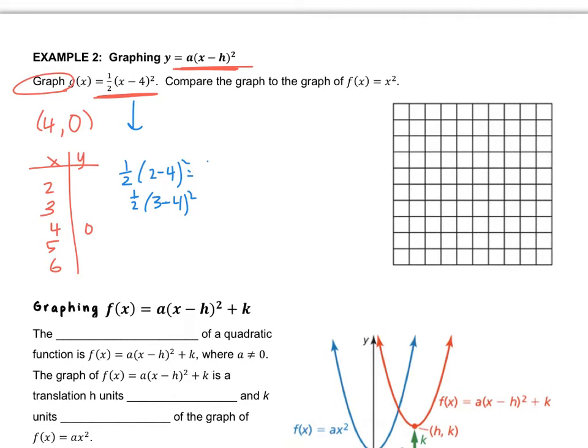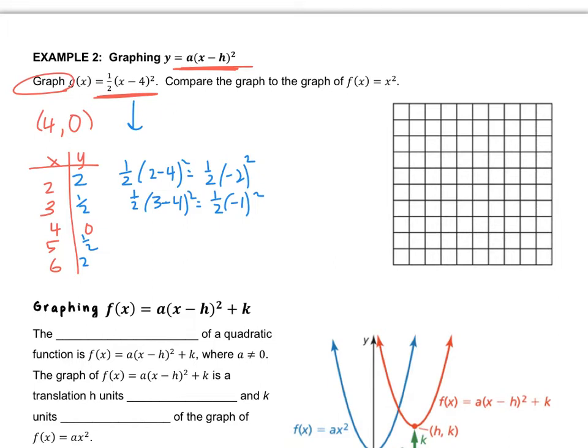So this is going to be 1/2 of negative 2 squared. So that's 1/2 of 4. So half of 4 is 2. I'll symmetry that down here. And then this is 1/2 of negative 1 squared. So that's half of 1, which is 1/2. So I'll symmetry that.